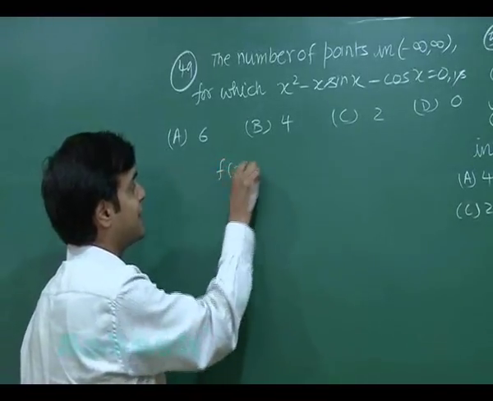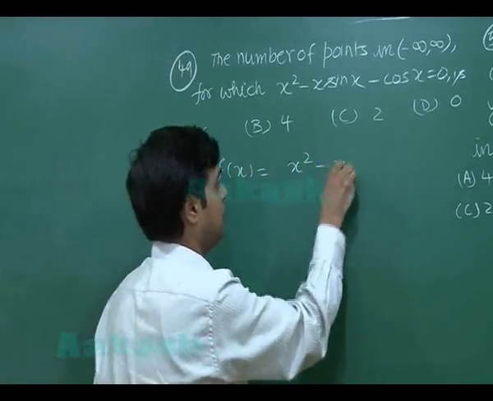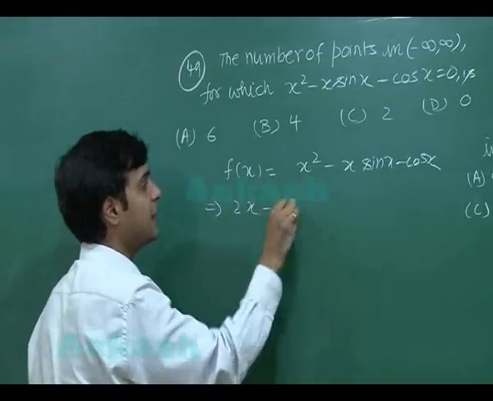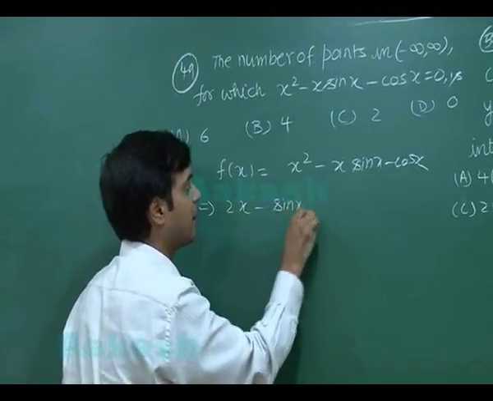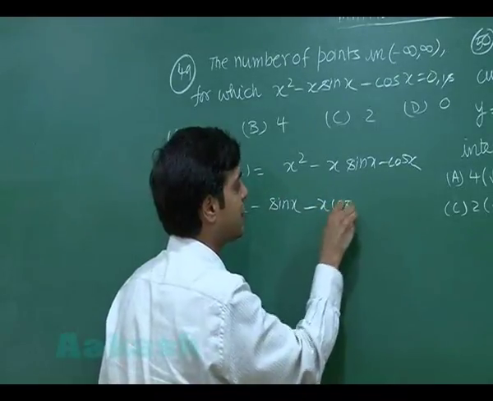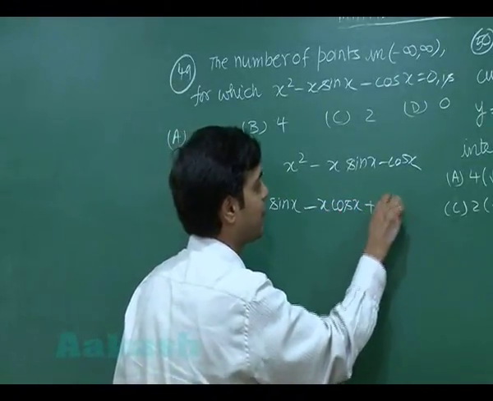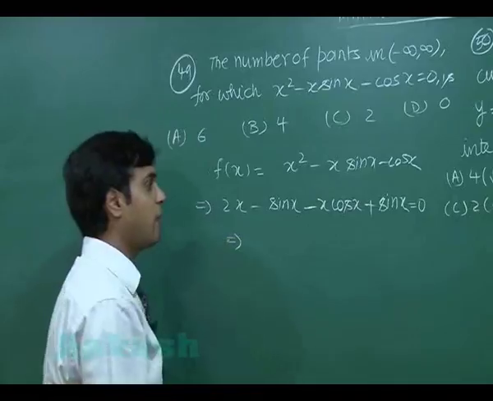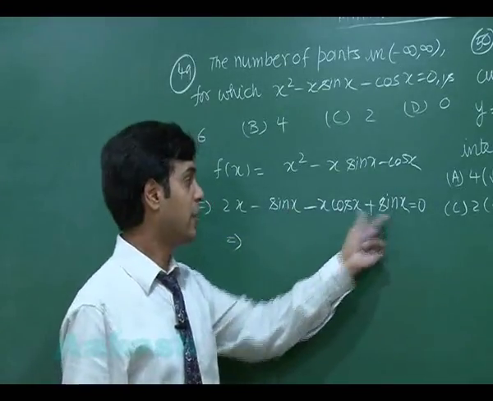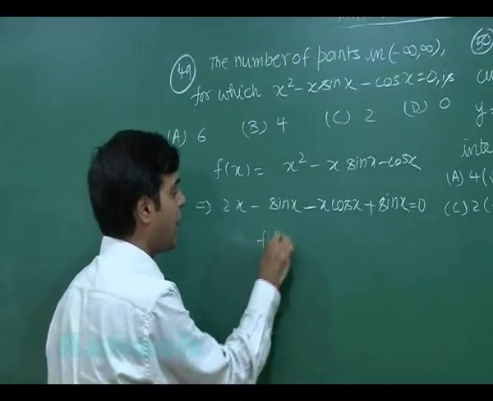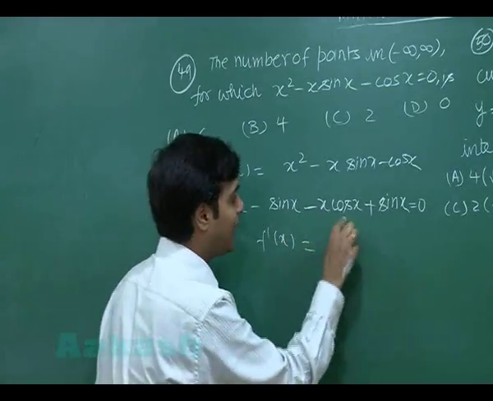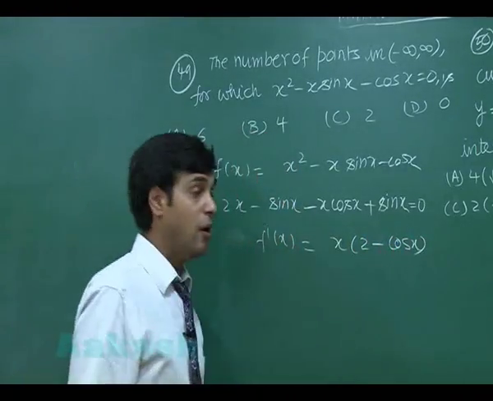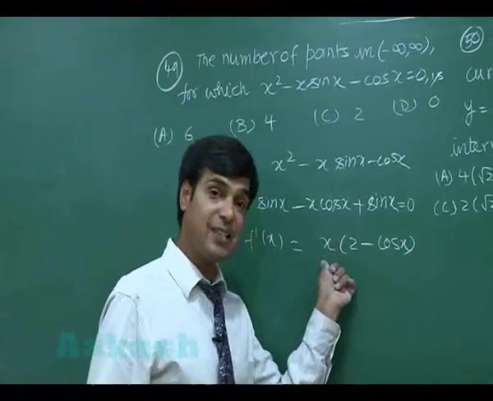If I differentiate by considering it as f of x, I get 2x minus sin x minus x cos x plus sin x. If I say this is equal to 0, this sin x is cancelled out. Basically f dash x is coming out as 2x minus x cos x, so it is x into 2 minus cos x. When I equate to 0, I get the root as x equals 0 only.